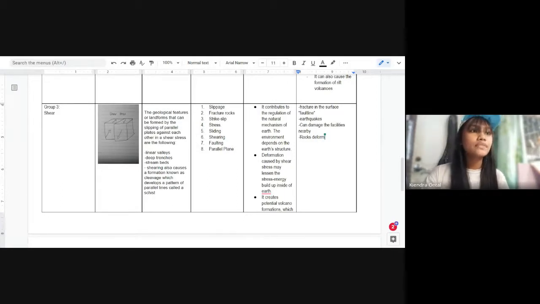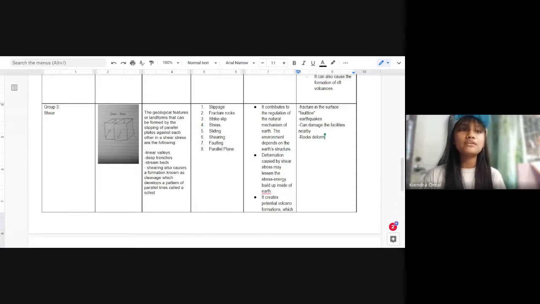And next, the geological features or landforms that can be formed by the slipping of parallel plates against each other in a shear stress are the following: linear valleys, deep trenches, stream beds. Shearing also causes a formation known as cleavage, which develops a pattern of parallel lines called sheaves. And the words that describe shear stress are the following: slippage, fracture rocks, strike slip, stress, sliding, shearing, faulting, and the last one, parallel plane.